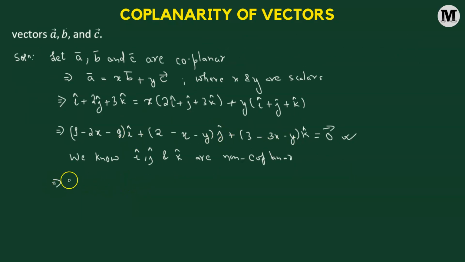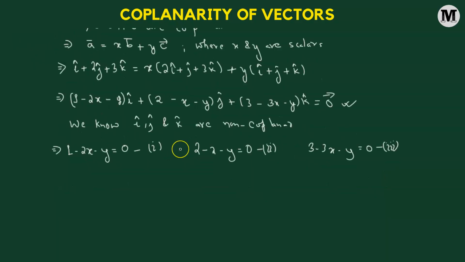That means we have 1 minus 2x minus y equal to 0. Let's label this as number 1. Then we have 2 minus x minus y. That's going to be 0 as well. This is equation number 2. And then we have the third equation, 3 minus 3x minus y equals 0. We're going to label this as equation number 3.